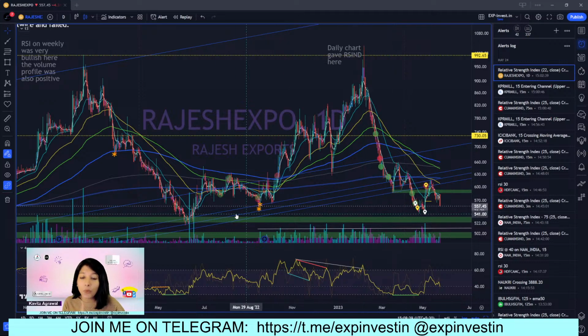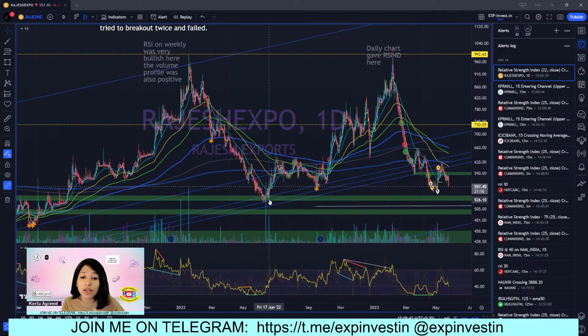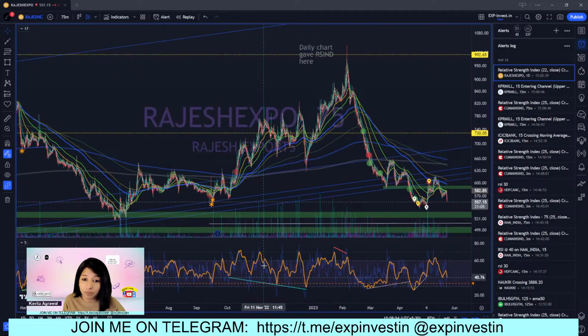But before that, I want to talk about the previous time this stock approached the level of 530, where we have the green zone, and we can see there also the stock gave a very good support at the level of 30 on the daily time frame. Now let's move to the 75-minute chart.